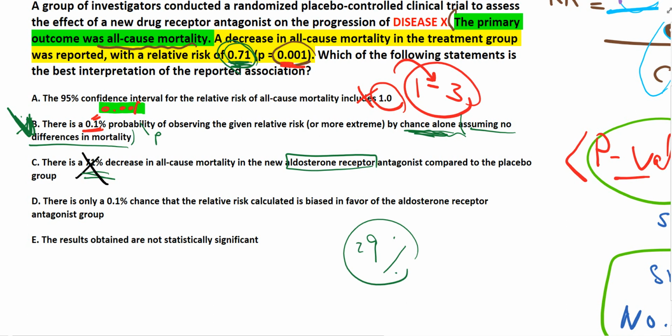There is only a 0.1% chance that the relative risk calculated is biased in favor of aldosterone. Of course not, because if the p-value is very, very tiny, that means your study is significant. The results obtained are not statistically significant. That's definitely not correct as well, so that will be excluded. The right answer is B. There is a 0.1% probability of observing the given relative risk or more extreme by chance alone, assuming no difference in mortality.